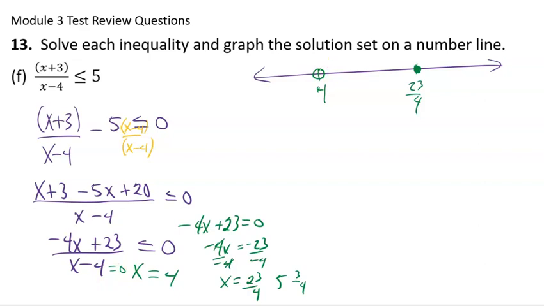Now we just got to test values, right? Something to the left of 4. The easiest thing I can think of is 0. So I'm going to plug in x equals 0. Something between 4 and 23/4. Remember, 23/4 is 5 3/4. So 5 would work. Matter of fact, that's the only whole number between the two. So let's do x equals 5.